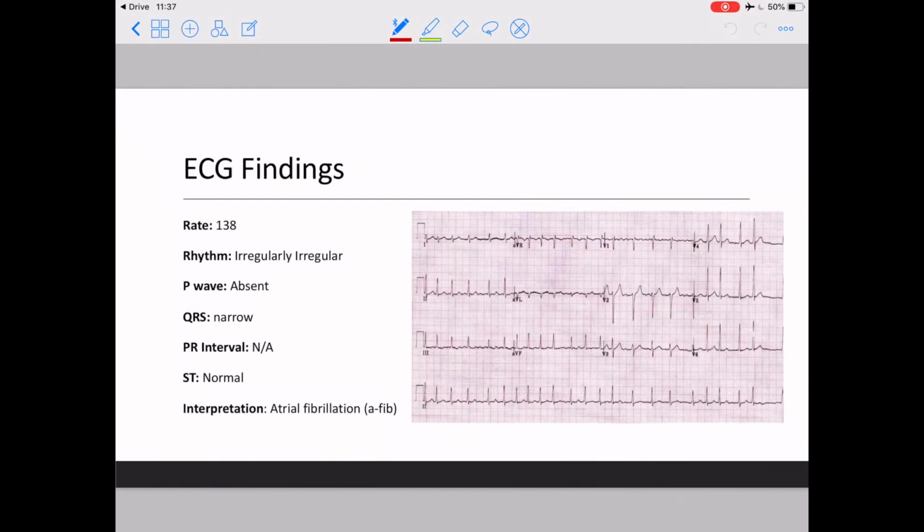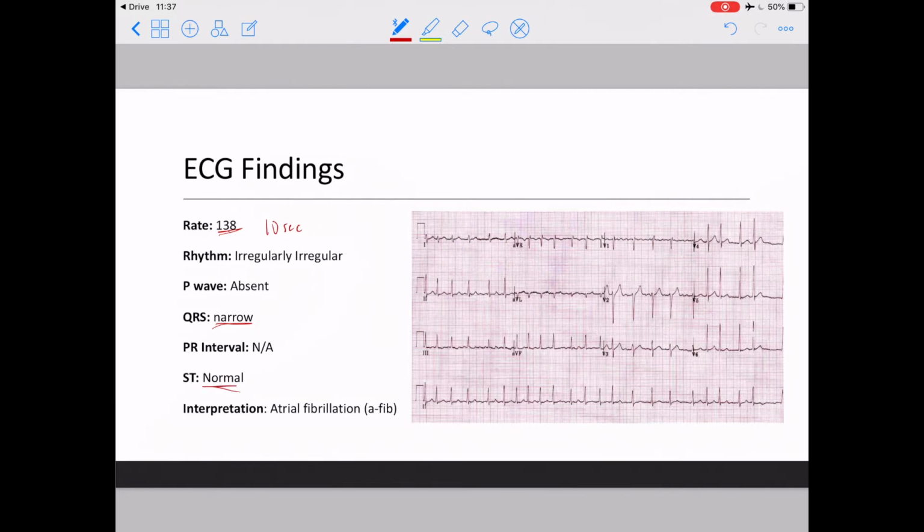So next slide here, just our findings. The rate was 138 beats per minute using the 10-second method. The rhythm was irregularly irregular. P waves were absent. The QRS complexes were narrow. There is no PR interval, and the ST segment was normal.